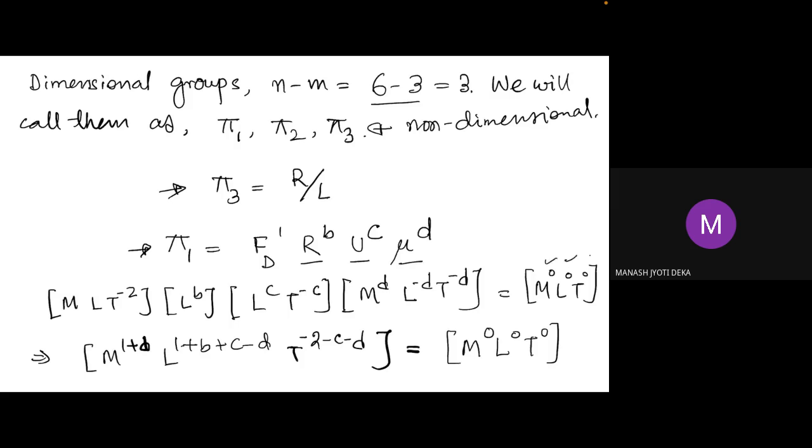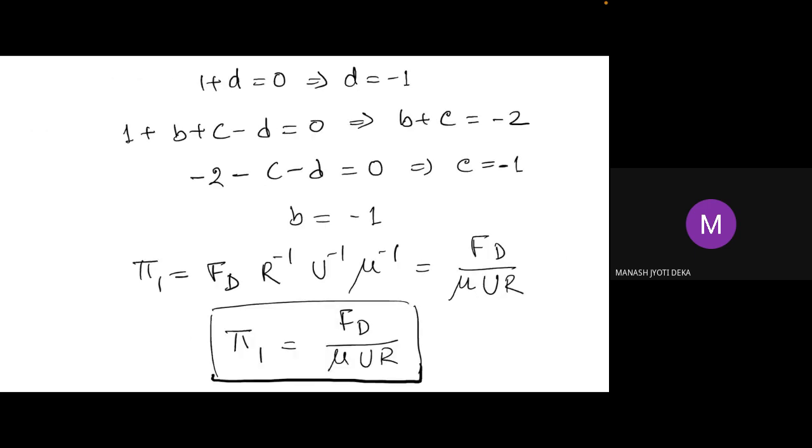So for b, c, d, if you write the dimensions of FD, R, U, and mu, you can write FD as the force dimensions, R is the length, U is the velocity, and mu is the viscosity. Then you can calculate by balancing the coefficients: 1 plus d, 1 plus b plus c minus d, and minus 2 minus c minus d. You can put all of these equal to 0 by comparing the left hand and right hand side. Then you find that d is equal to minus 2, c is minus 1, and b is minus 1. So you can find the pi 1 term as FD by mu U R. So this is the pi 1 term.